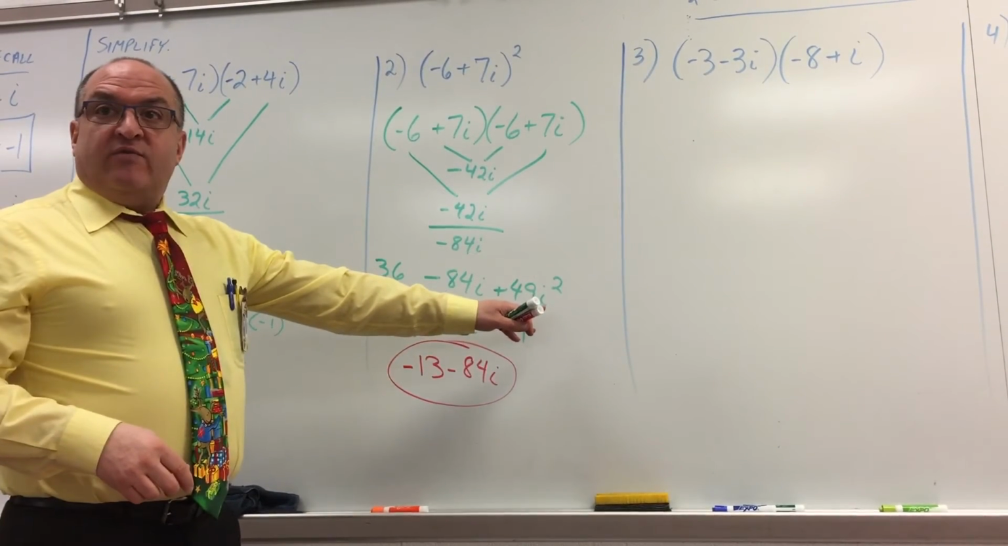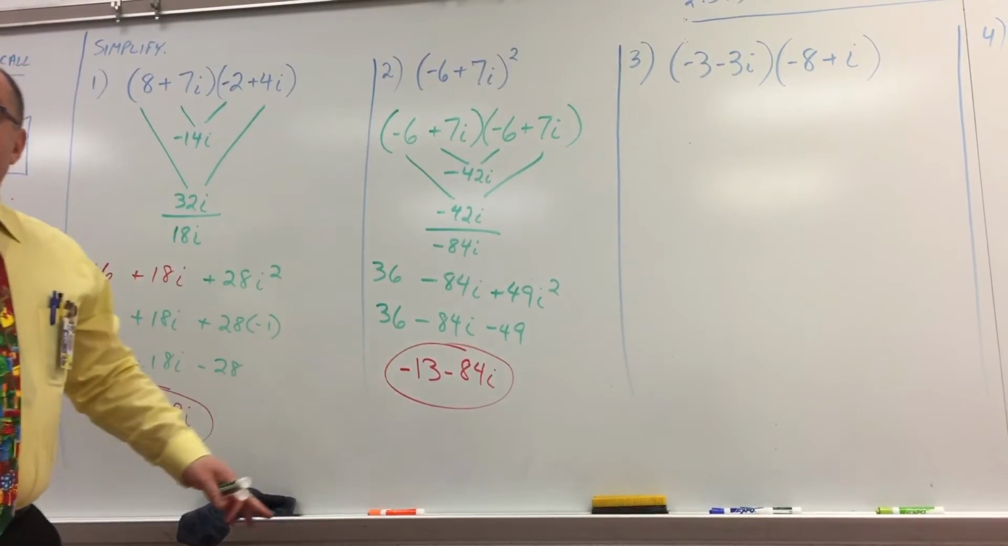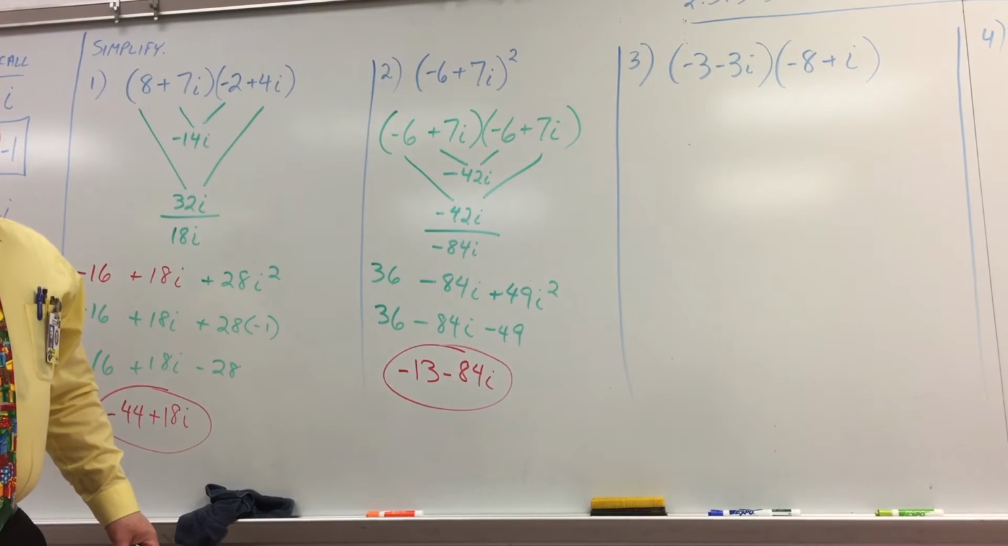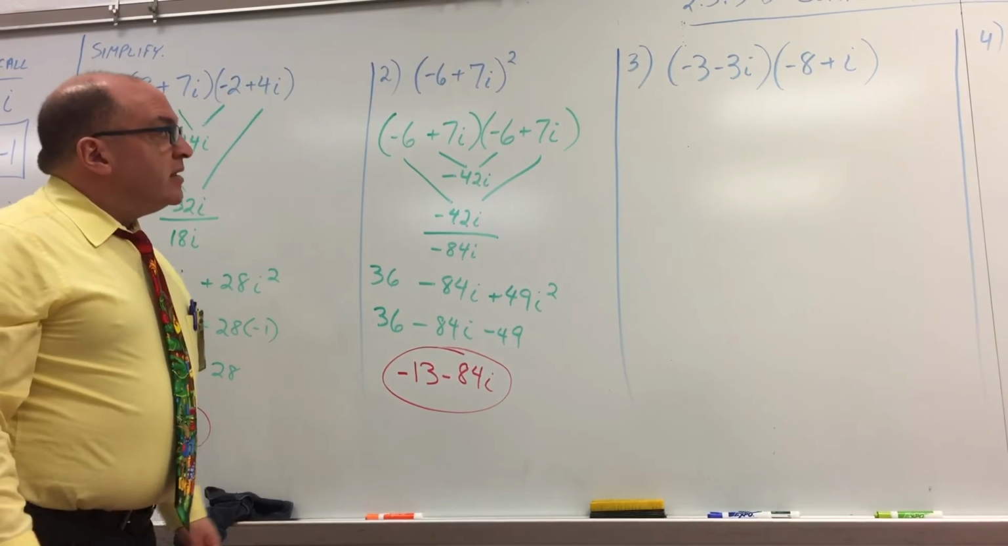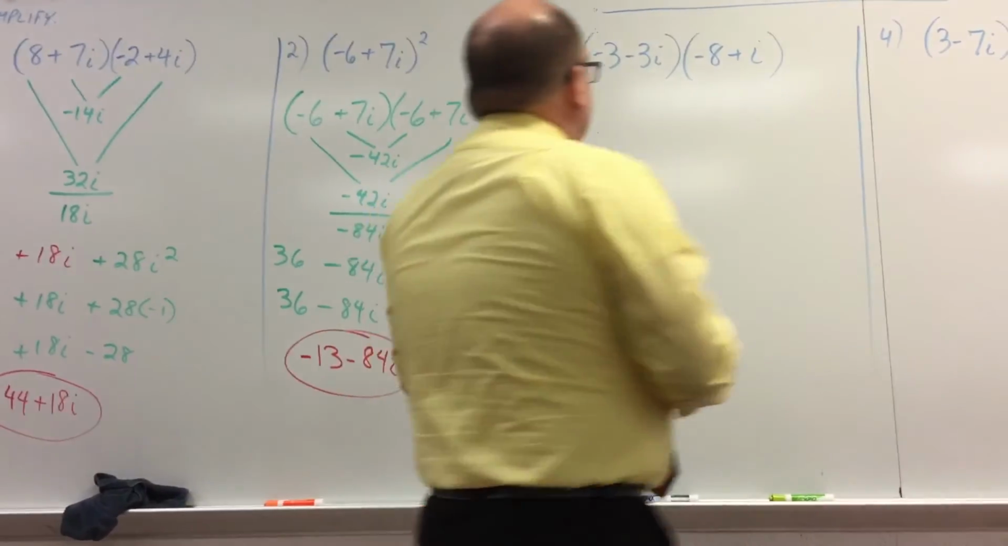Because i squared is -1, should I not have skipped that step? No. Yeah, I got it. You good? Okay. It clicks. Okay. I'm not going to skip that step this time.